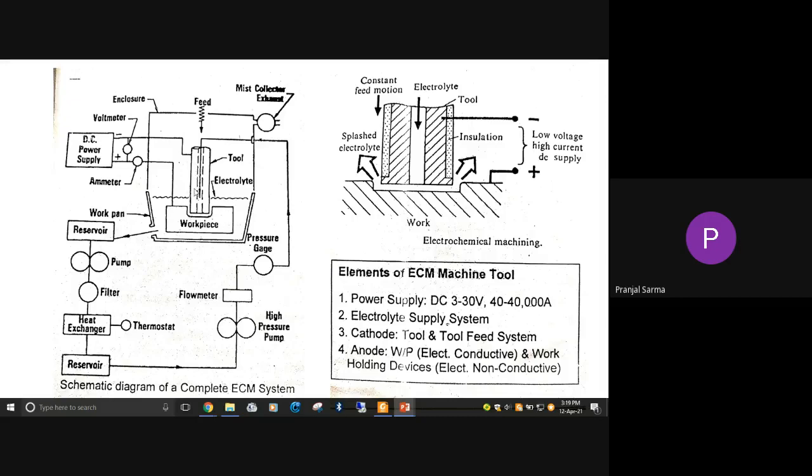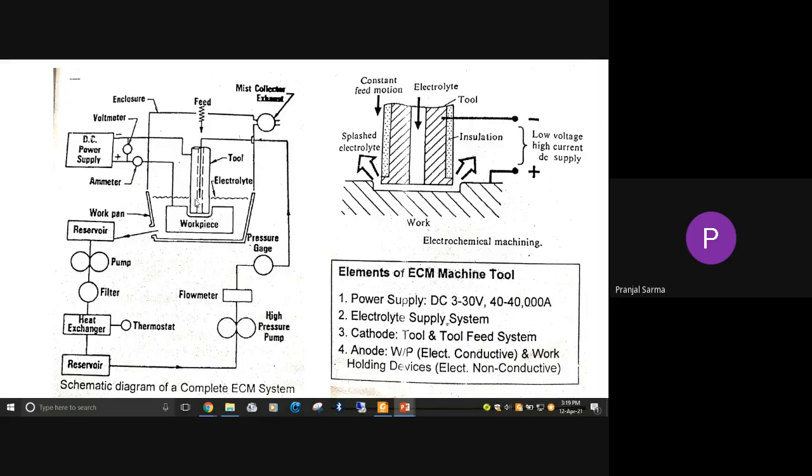The gap between the tool and the workpiece, known as the inter electrode gap, has to be maintained, because both the tool and the workpiece are the two electrodes of this whole system. The tool is the cathode, the workpiece is the anode. Now, let's consider the anodic dissolution happening at the workpiece, that means the metal is being removed from the workpiece.